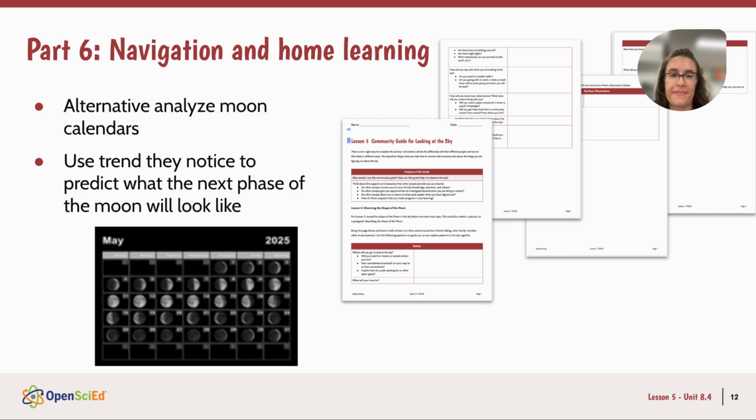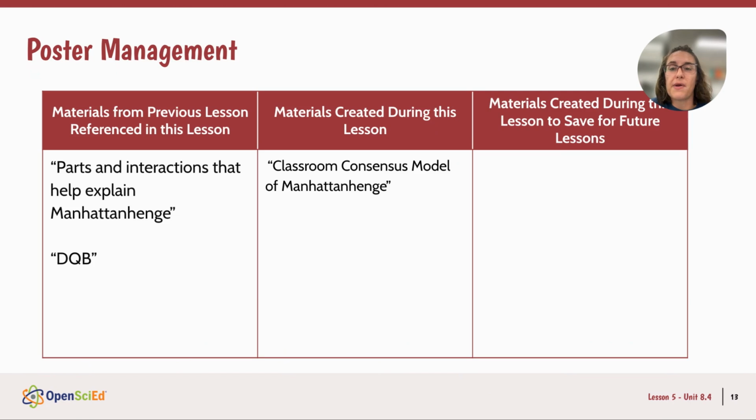Poster management for this lesson. You will be going back to the parts and interactions that help explain Manhattanhenge way back from lesson 1 and your driving question board for the navigation to get to lesson 6. During this lesson, you'll be creating your consensus model, but you won't have to keep it. It's a good wrap-up of this lesson set.